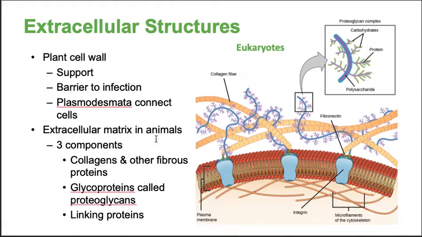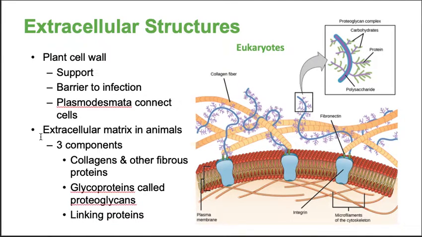All right, extracellular structures. We have the plant cell wall, and you know the plant cell wall is made up of cellulose. It provides support, a barrier to infection, and it also allows for connections between adjacent cells. And plasmodesmata are these special connections, and those are only found in plants, right?